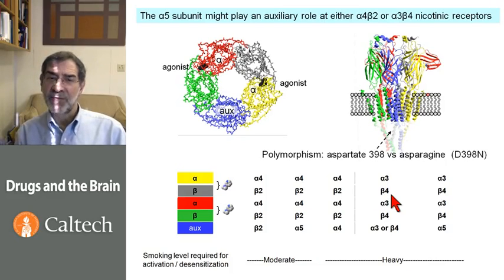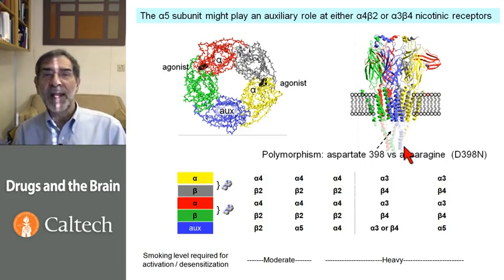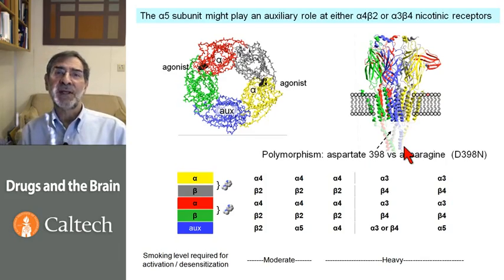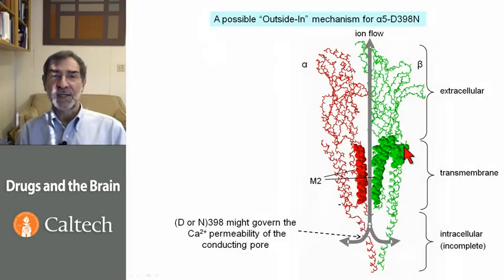So let's go a little bit further. The question becomes, what does this hit tell us about the mechanism of nicotine addiction? In particular, will it enable us to decide between the inside-out and the outside-in mechanism for nicotine addiction?